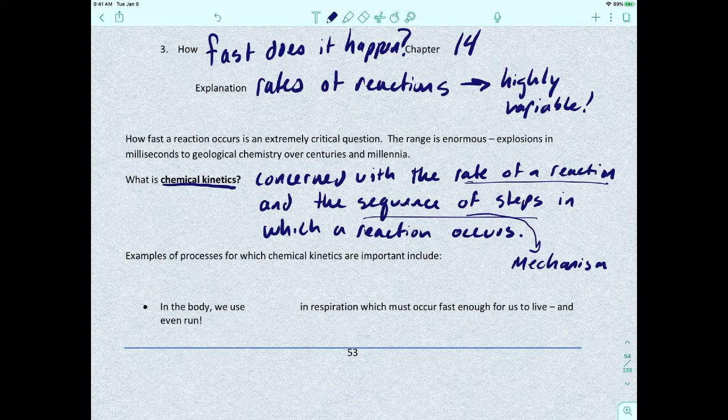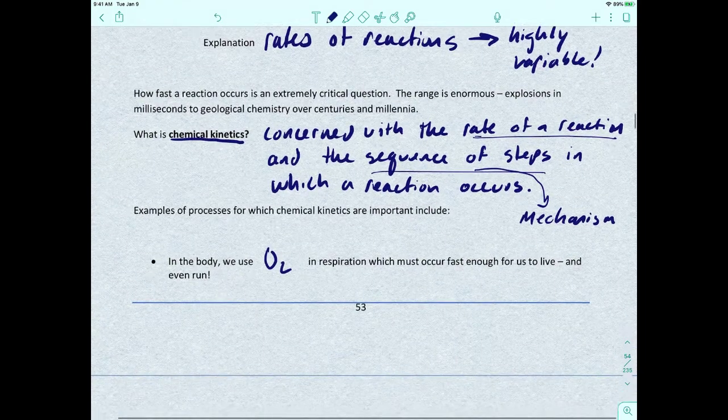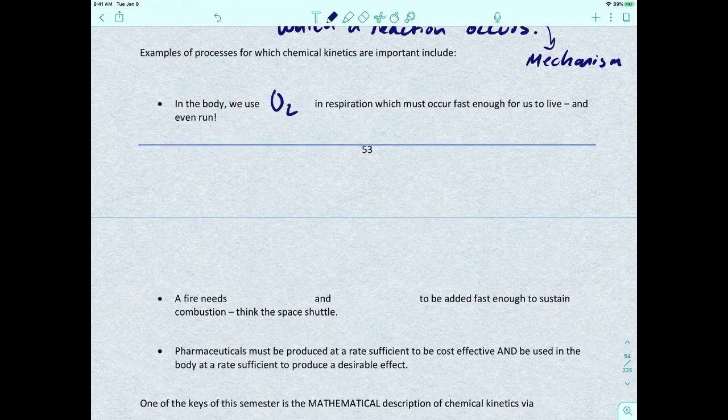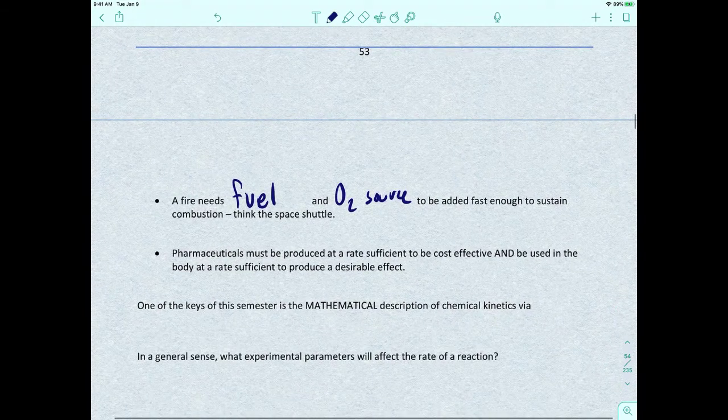So don't worry. Some examples of processes for which reaction rates are important: in the body, we use oxygen in respiration, which must occur fast enough for us to live or even run. A fire needs fuel, and it needs an oxygen source to be added fast enough to sustain combustion, like the space shuttle. Pharmaceuticals must be produced at a rate sufficient to be cost effective and be used in the body at a rate sufficient to produce a desirable effect.